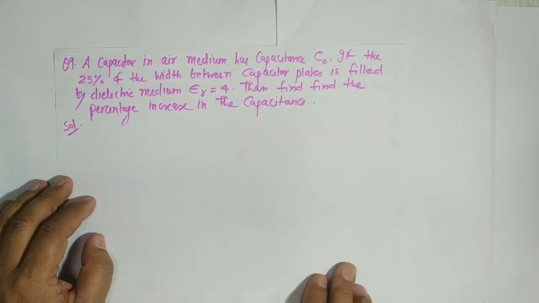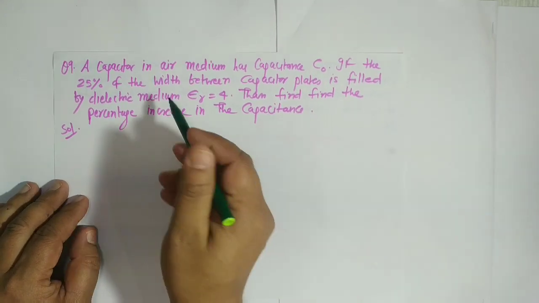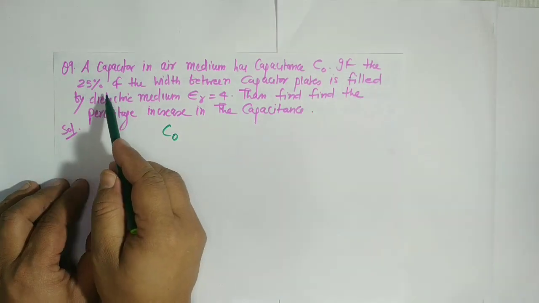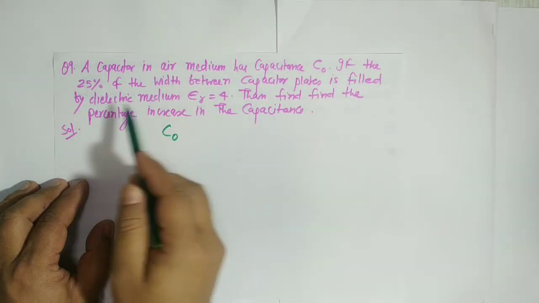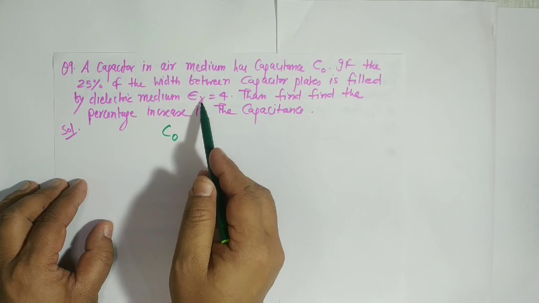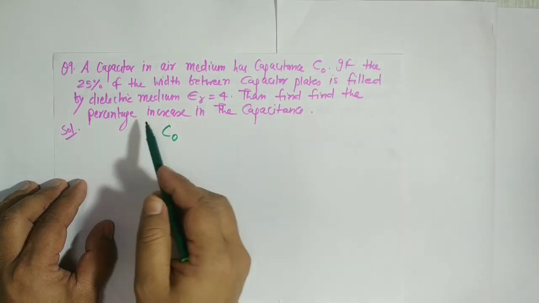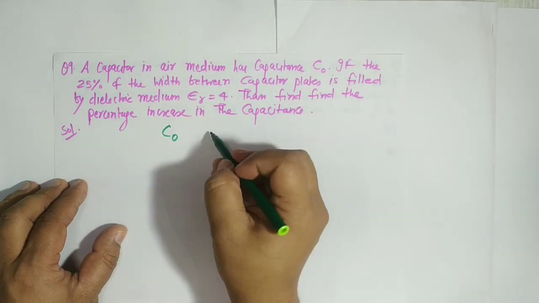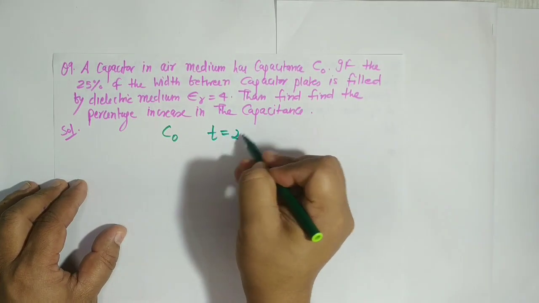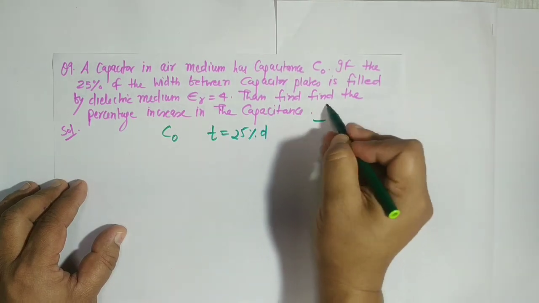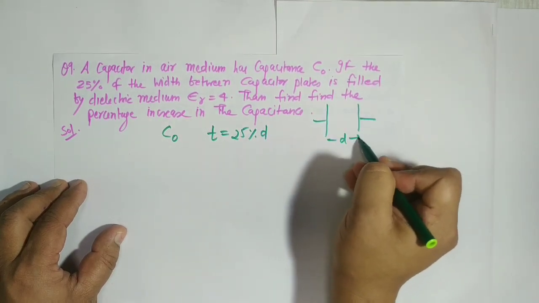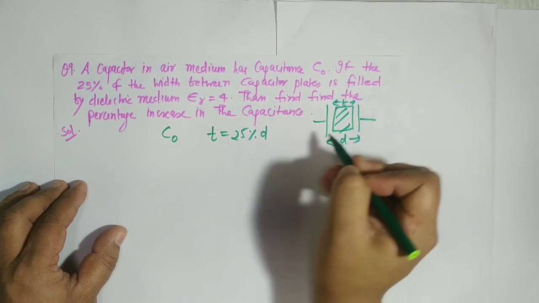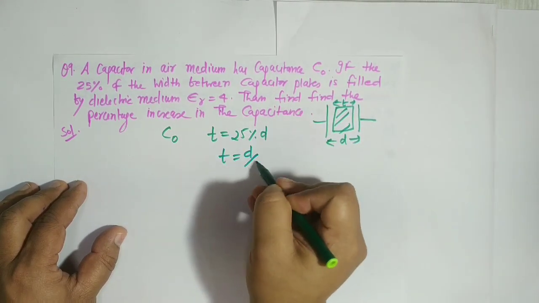Now 9 is here. Now 9 you can see, a capacitor in near medium has a capacitance C0. If 25% of the width between the capacitor plates is filled by a dielectric medium, epsilon R equal to 4, then find the percentage increase in capacitance. That means T is the thickness and it is 25% of D. The plate separation, you remember, is D, and for the dielectric it is T. So T is D by 4.